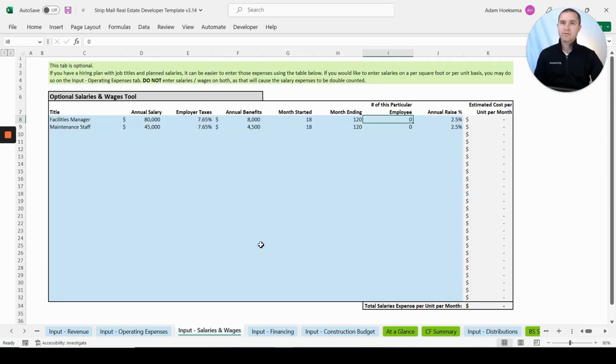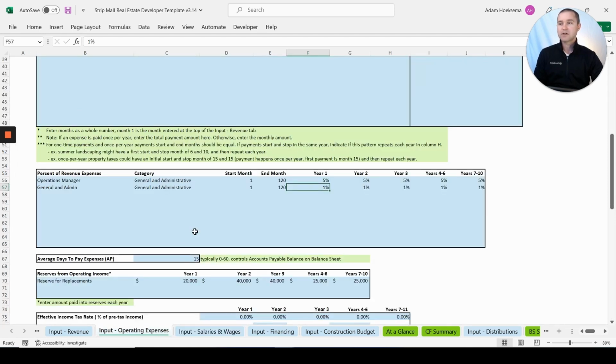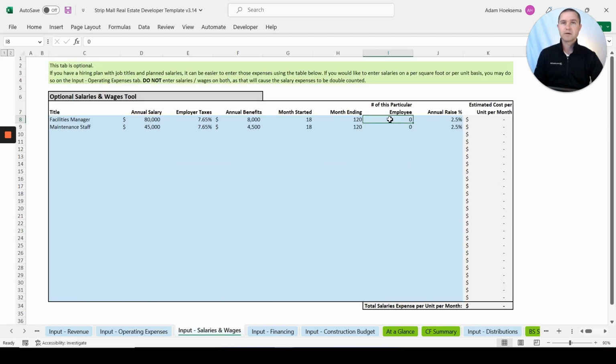All right, so we also have the ability, let's say you are not going to hire a property management firm to manage a property, but you're actually going to hire employees. Right now, I have this set in here to 0. So where it says number of this particular employee is 0, because I don't want to double count. I've already assumed that we're hiring this operations manager here for a percentage of revenue, so I don't need to double count. But if you are going to hire an employee, then you'd want to put 1 in here instead, and you could put their annual salary, annual benefits, what month they start and end as well.